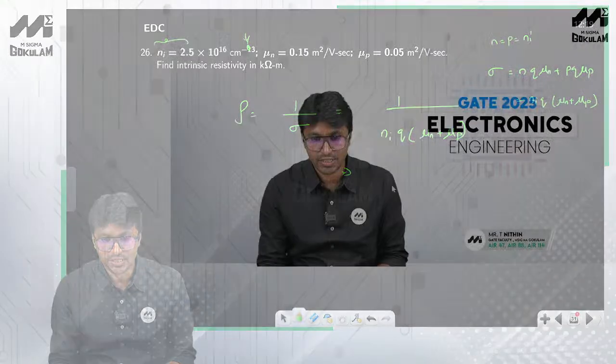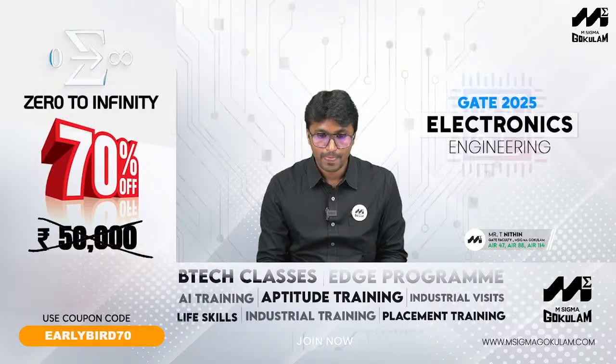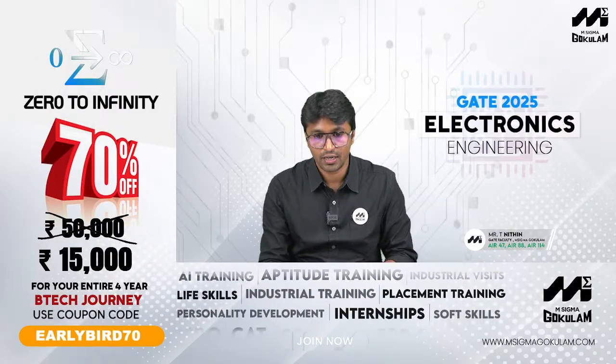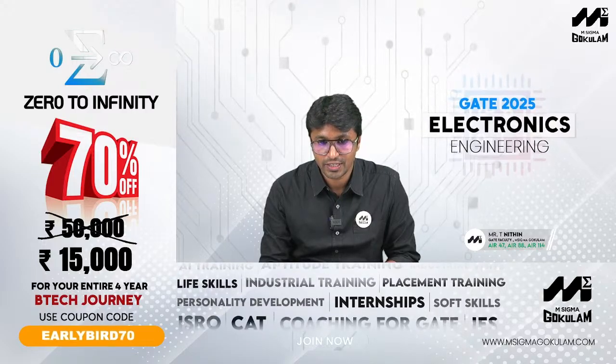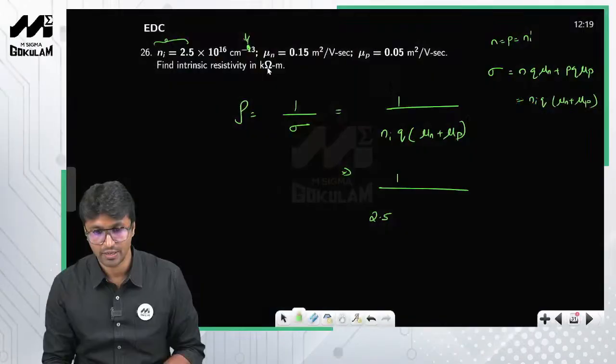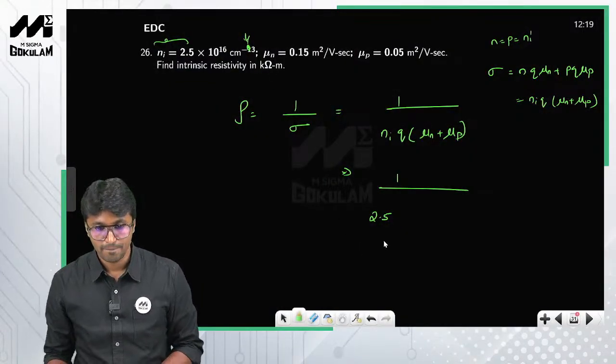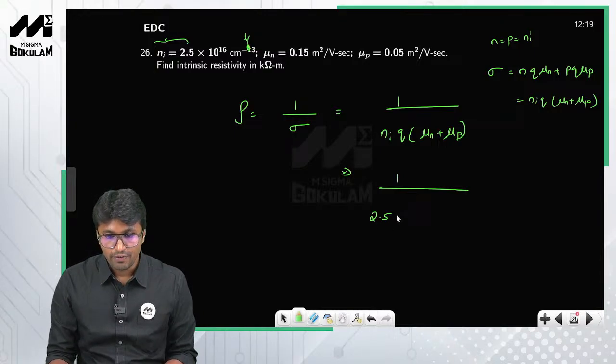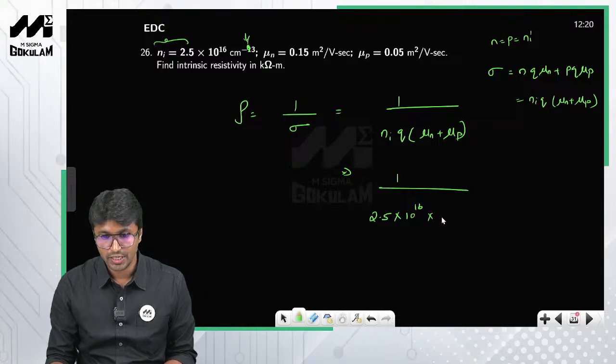Okay, so what is ni? The answer you have to enter in kilo ohm meter. Now, 2.5 into 10 raised to 16, into q, which is 1.6 into 10 raised to minus 19, and mu n and mu p, which is 0.15 plus 0.05.